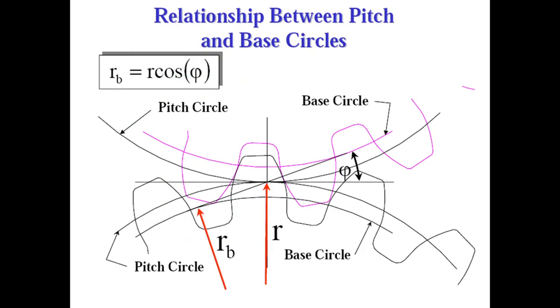Okay. Now, the relationship between pitch and base circle. You see here, this is the pitch circle and this is your base circle. Now when we speak about this angle, RB is equal to R cos phi. That is the whole relation given altogether.